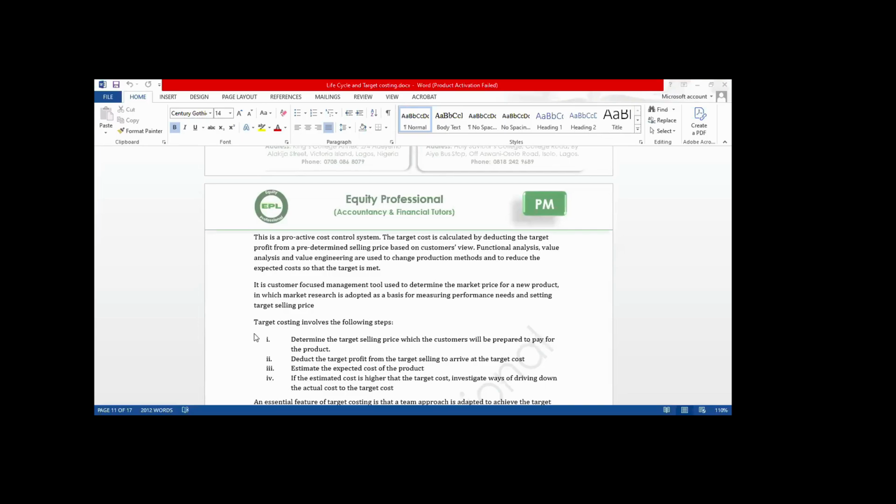It is the responsibility of the company's management to find a way to close the cost gap, to find a way to reduce the cost gap so as to meet the target cost. It is the responsibility of the company's management to find a way to eliminate the cost gap with an intention to achieve the target cost.